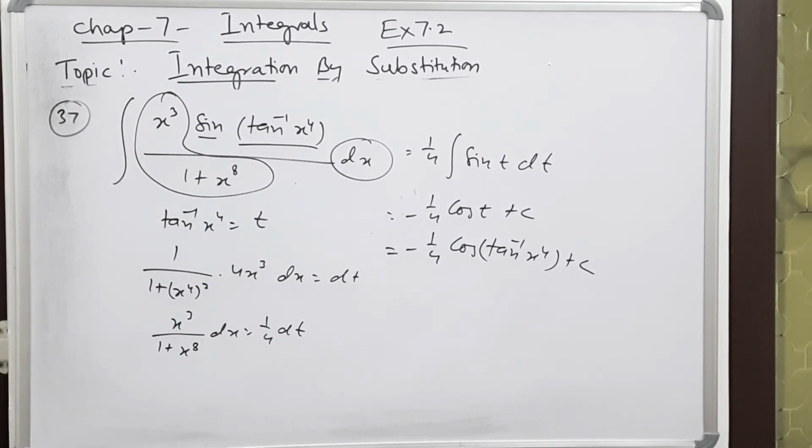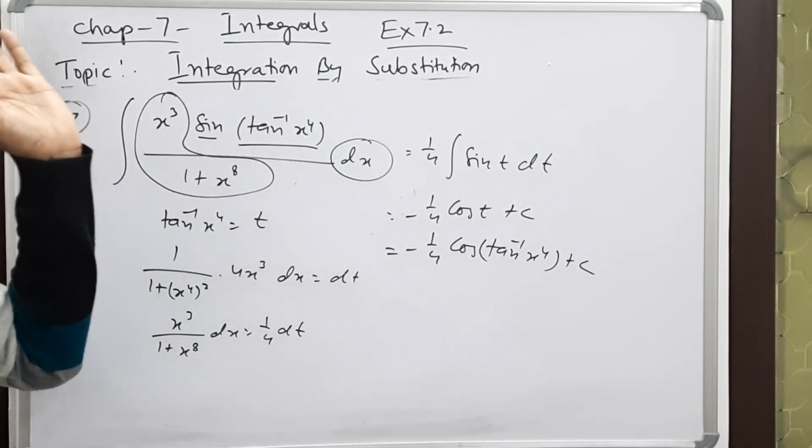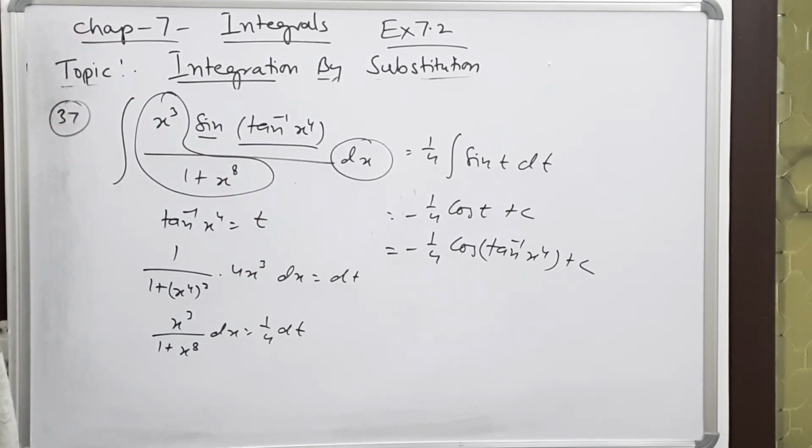So I hope this particular exercise 7.2 is clear. I have already explained you most of the sums, and I guess that this is an important exercise from the examination point of view, especially the small problems can be asked from this particular part. So please prepare this chapter very nicely, this particular exercise very nicely, each and every sum.